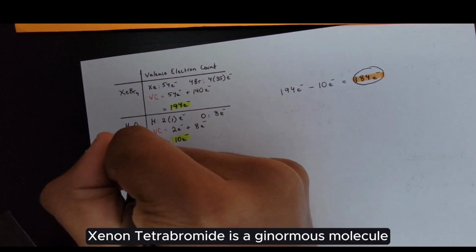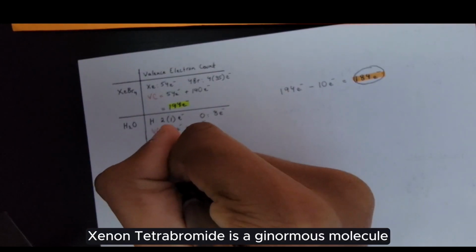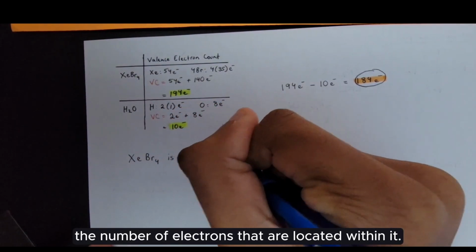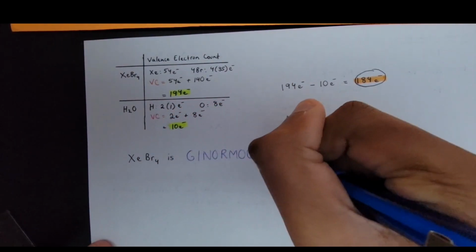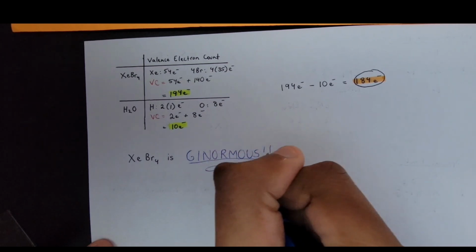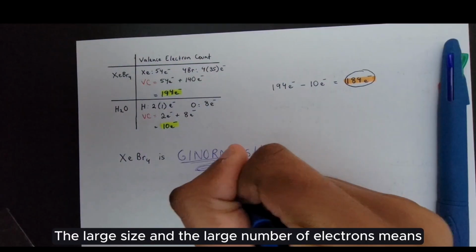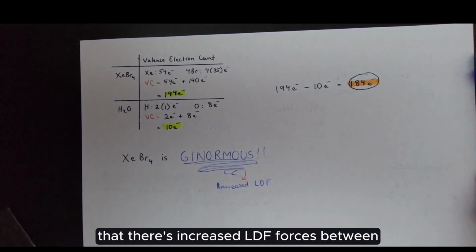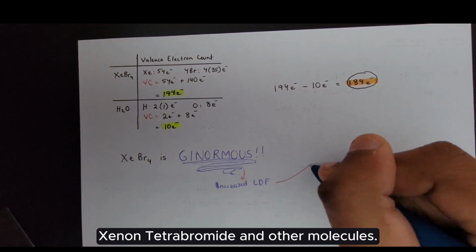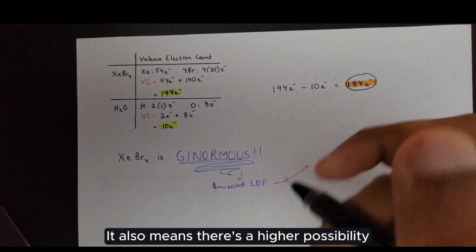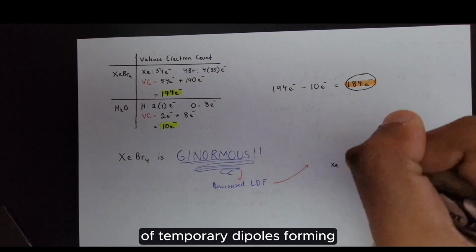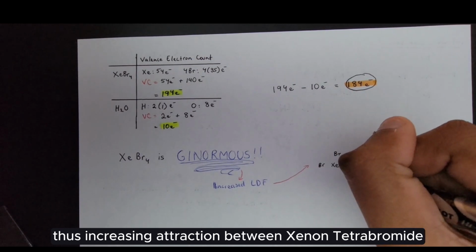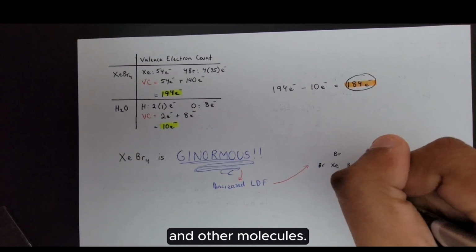It's a fact that xenon tetrabromide is a ginormous molecule, as we just counted the number of electrons that are located within it. The large size and the large number of electrons means that there's increased LDF forces between xenon tetrabromide and other molecules. It also means there's a higher possibility of temporary dipoles forming, thus increasing attraction between xenon tetrabromide and other molecules.